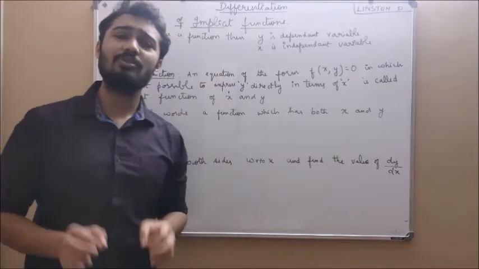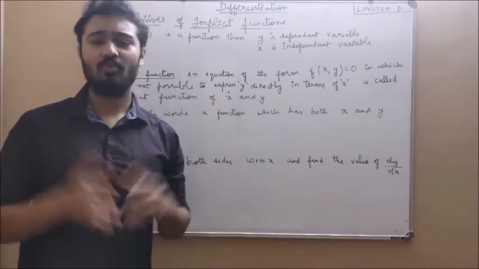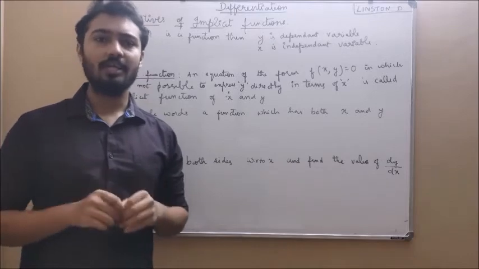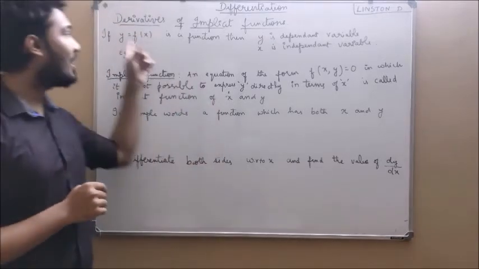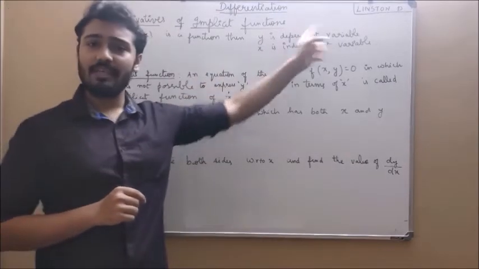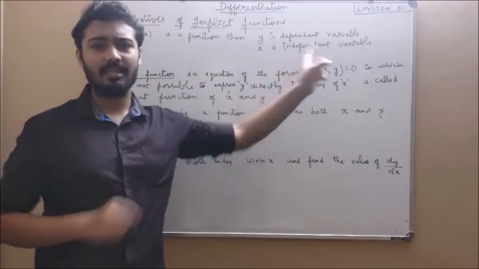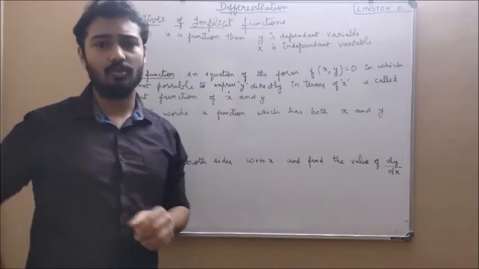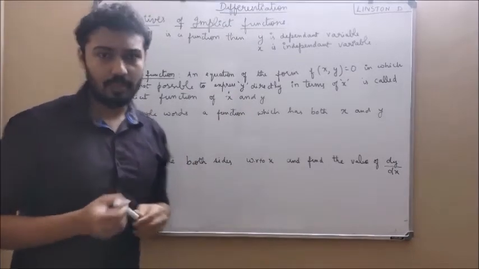Now, we need to know what is the implicit function. For that, you already know if y equal to f of x is a function, then y is a dependent variable and x is an independent variable. You have already learned this in high school. Now, I will give an example.